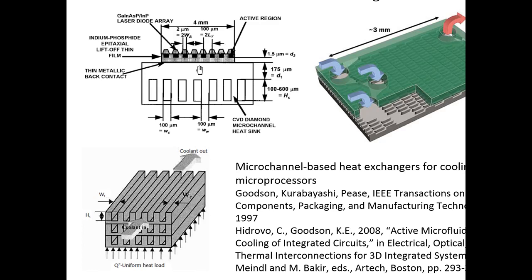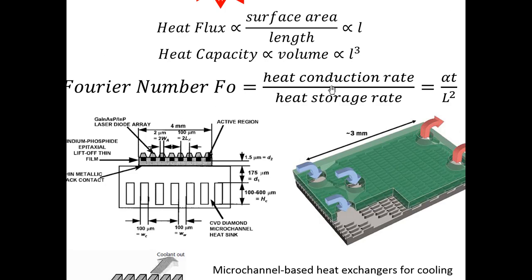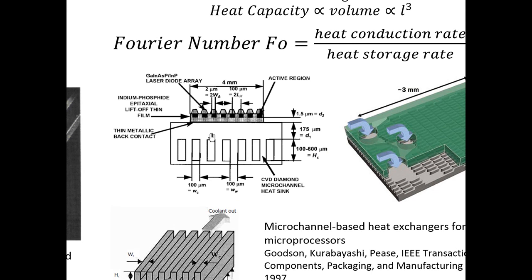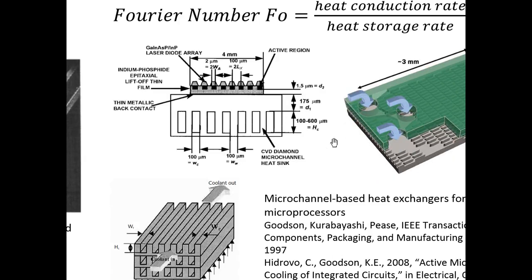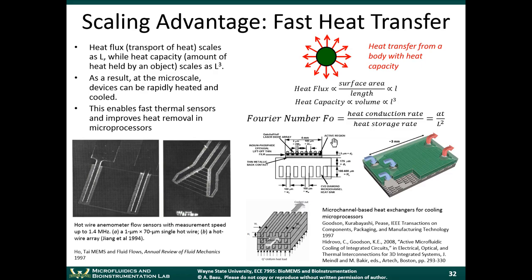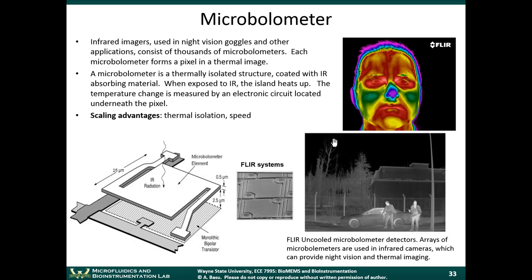Surface area to volume ratio is large. This Fourier number, heat conduction to heat storage rate. At the small scale you get a lot of heat conduction, so you can dissipate heat more rapidly than you can at the macro scale. So by putting a series of channels in here, they were able to cool down the microprocessor. This is a very good example of how the scaling of thermal microsystems works and why that's useful.